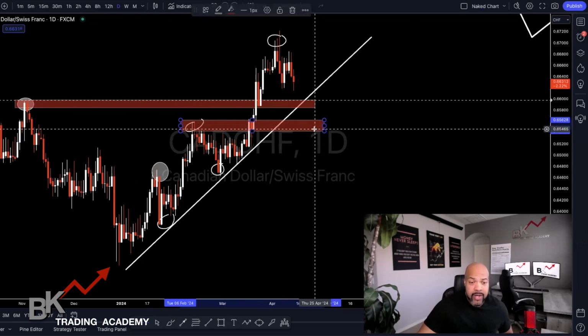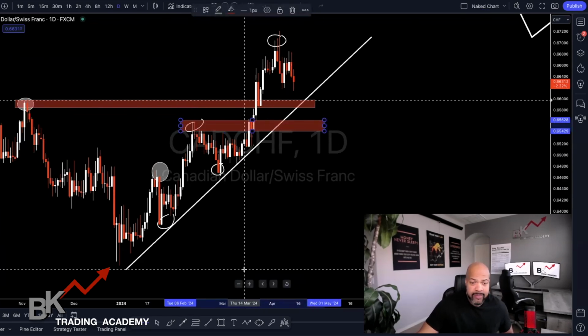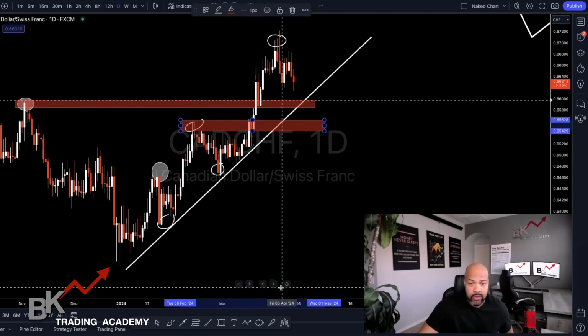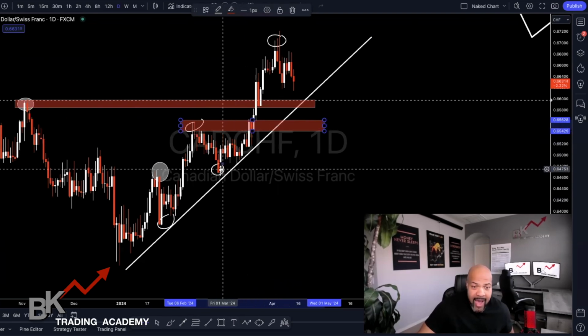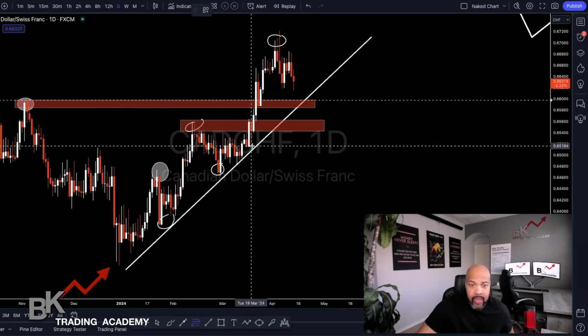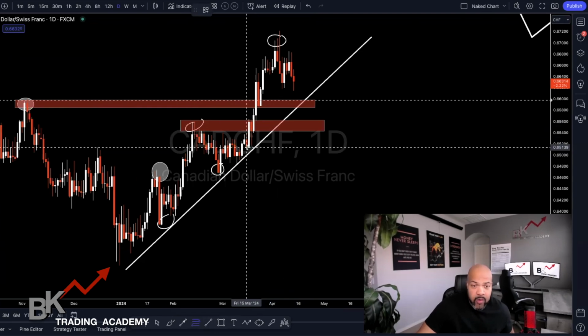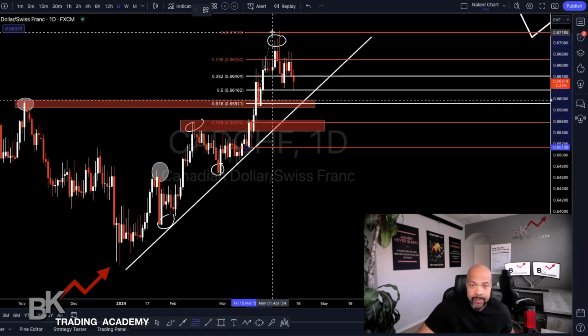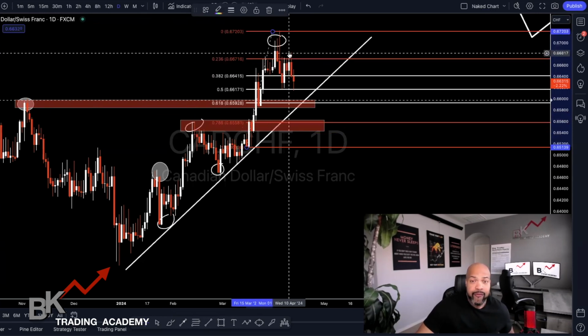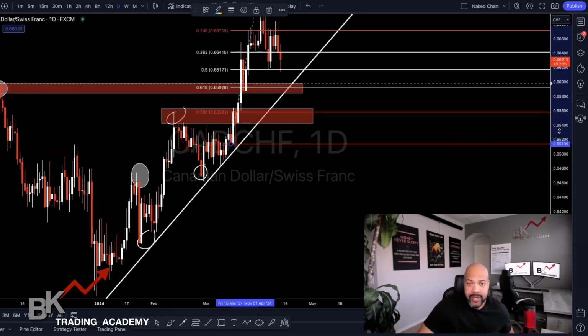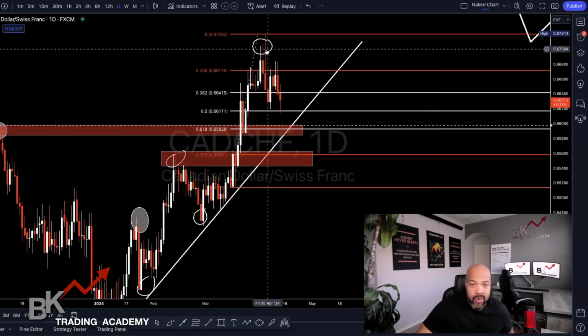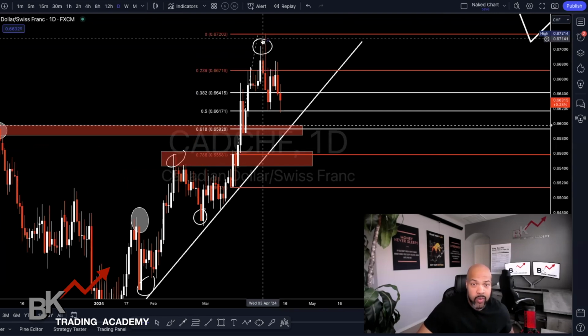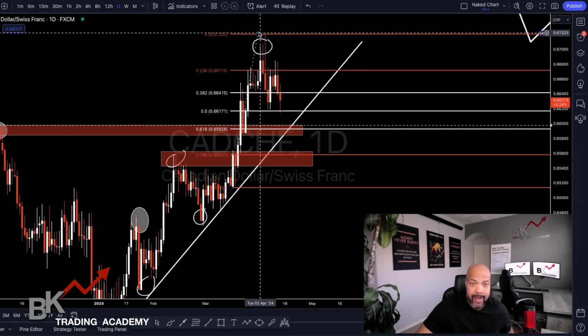So what I like to now do is throw on my fib tool from my initial impulse move, which starts at my higher low, here on the trend line. So I'm going to grab my tool right here and drag it from right here to the top, to the peak. And remember, I don't know where the peak is. I have to wait for price to pull back in order to know when price has stopped. And now I can put my peak here.